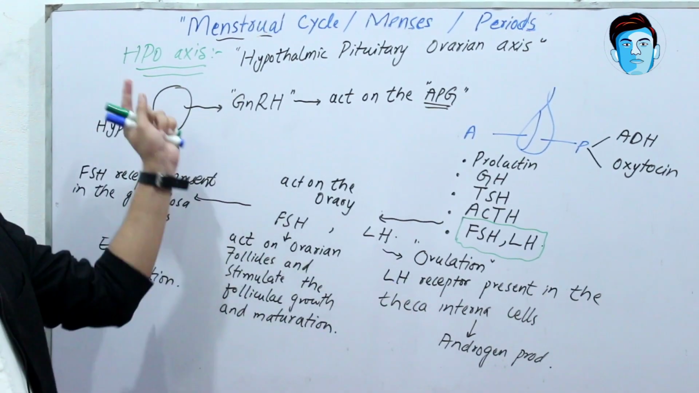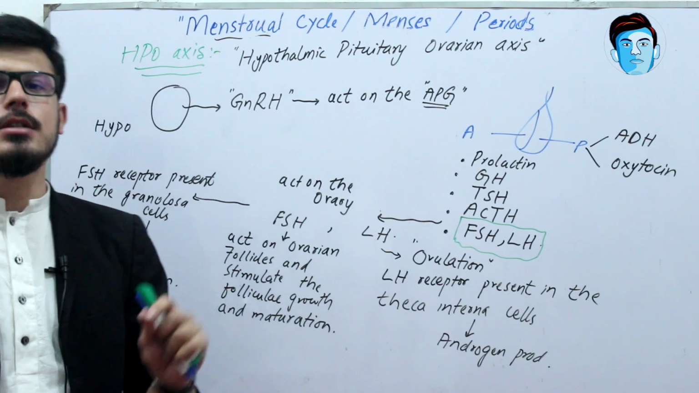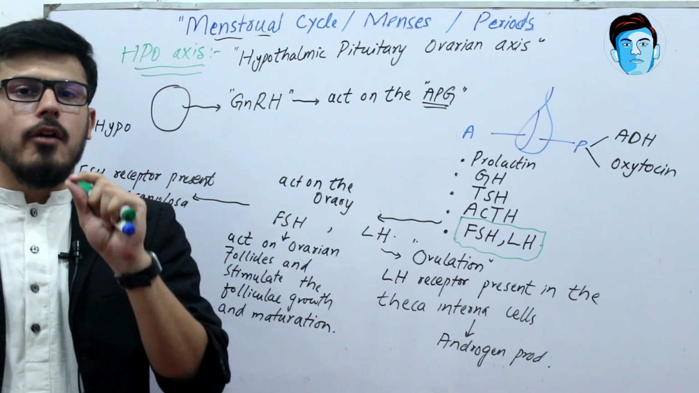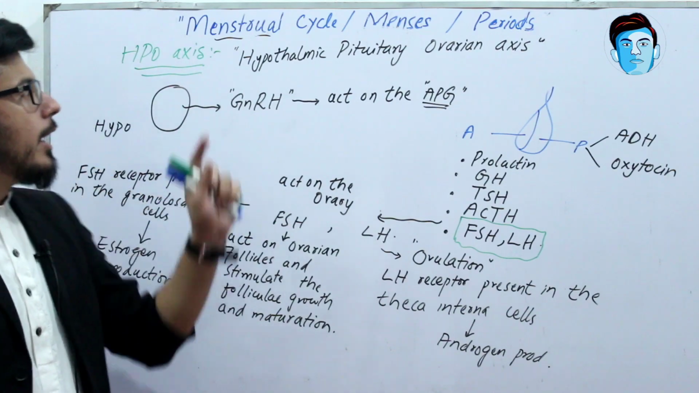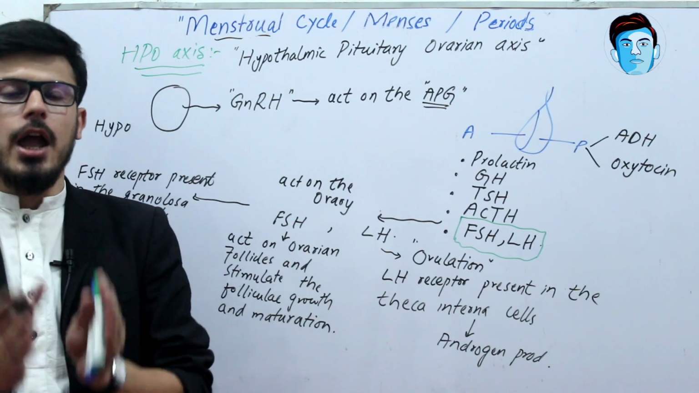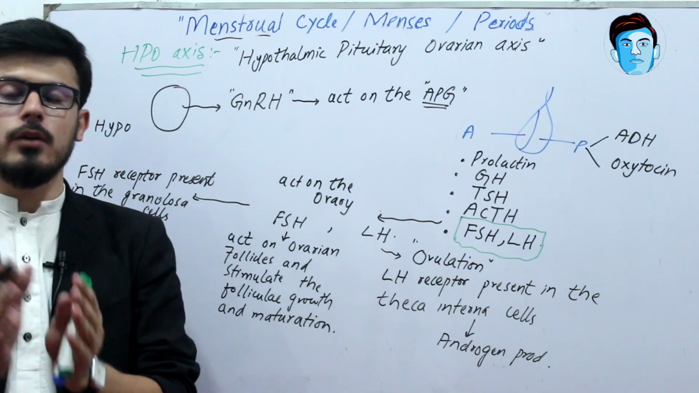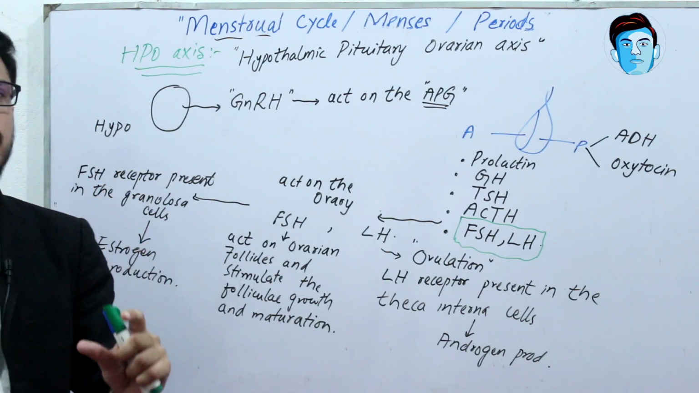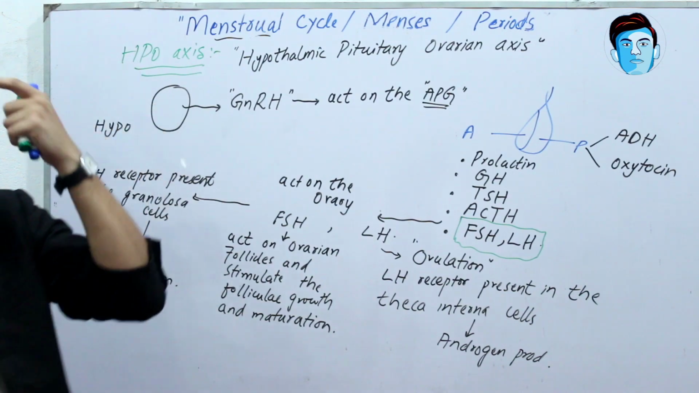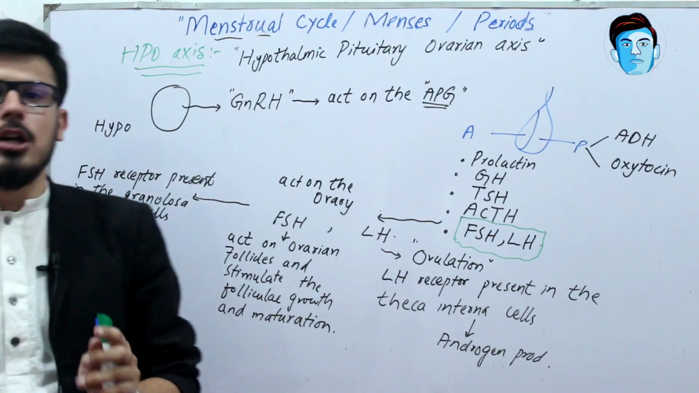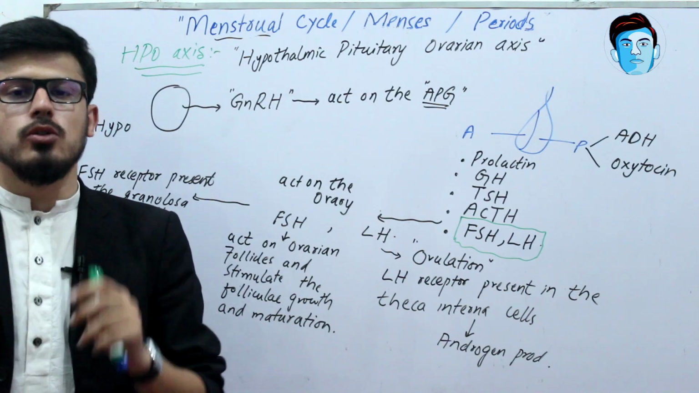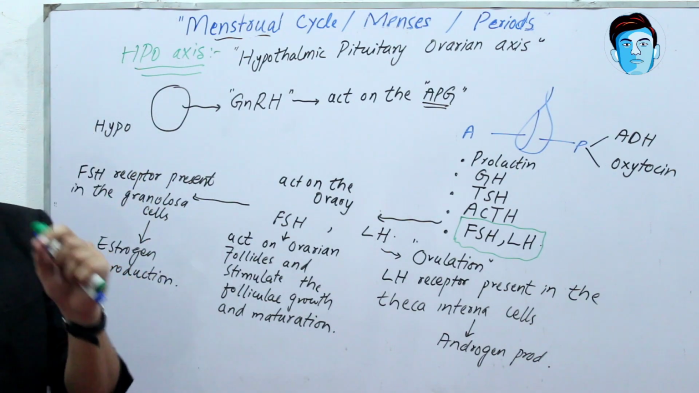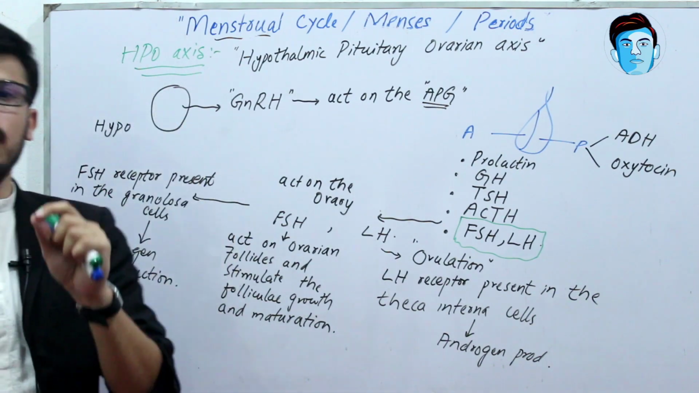Now, this whole axis is called the HPO axis, which means hypothalamic pituitary ovarian axis, and this axis is very important. For normal menstruation, it is very important that this HPO axis is well coordinated. If by any means this axis is not working properly, or even a single endocrine gland out of the hypothalamus, pituitary and ovary is not working properly, then normal menstruation will not occur and there will be irregular menstruation.